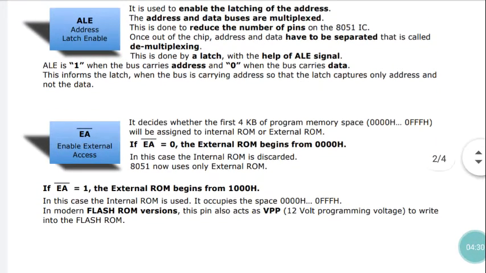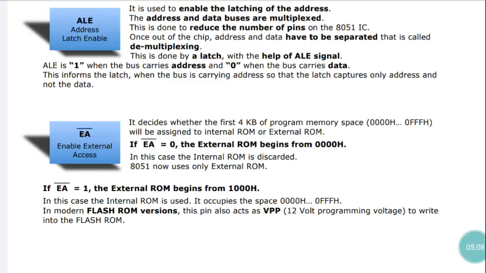Next, coming to EA bar, enable external access. It decides whether the first 4 kilobytes of program memory space will be assigned to internal ROM or external ROM. You know that there will be external memory and there will be internal memory. The internal memory comes with the IC. External memory means we are connecting it externally to the 8051 microcontroller. Now the 8051 microcontroller decides whether to access externally or internally. Whatever program is executed will be saved into the program memory. The program memory might be external ROM or internal ROM.